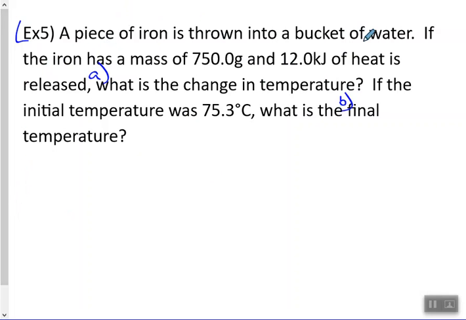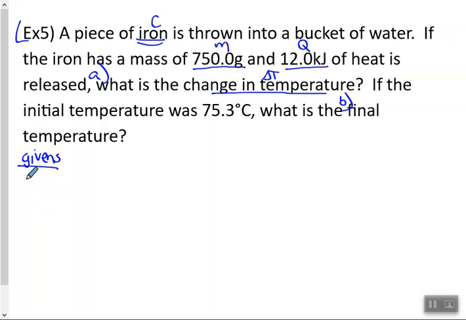So taking a look, breaking this down. A piece of iron, so we are going to need the C, the specific heat capacity, that's what we need to find for our C. Okay, so that's what we'll look up for C. The iron has a mass of 750 grams, so that is our mass. We have 12 kilojoules of heat, that's our Q. And what is the change in temperature? That is delta T that we're looking for. So our givens.